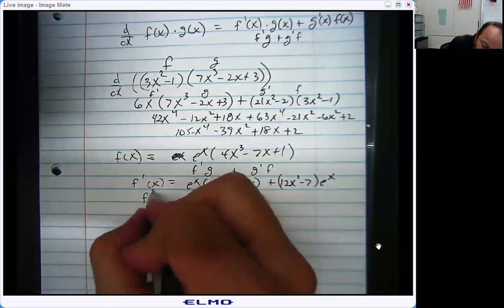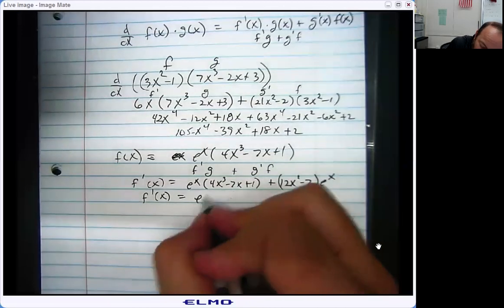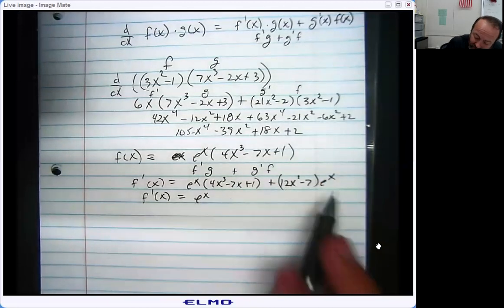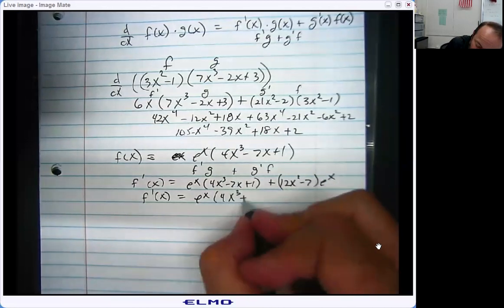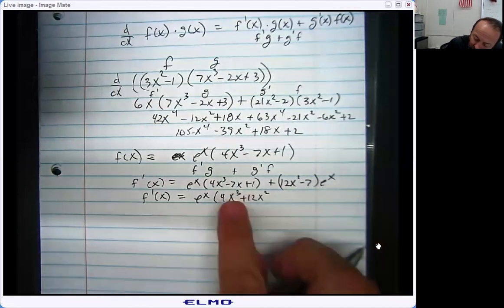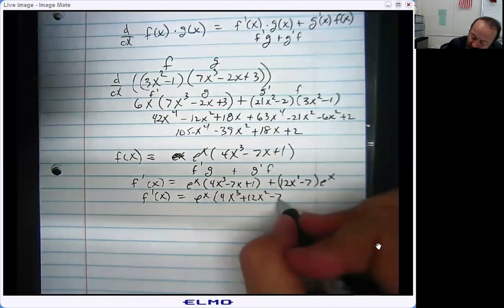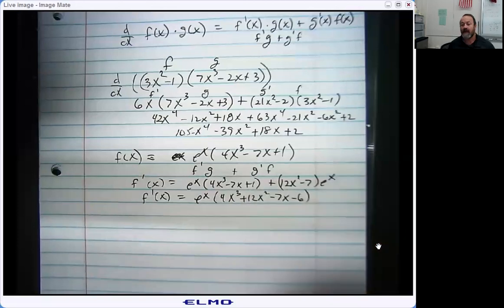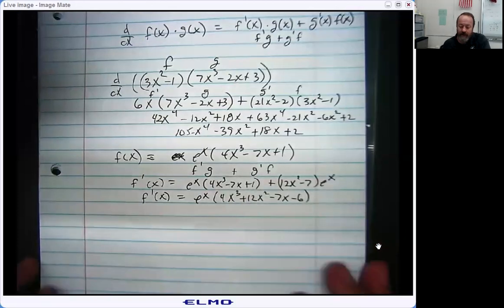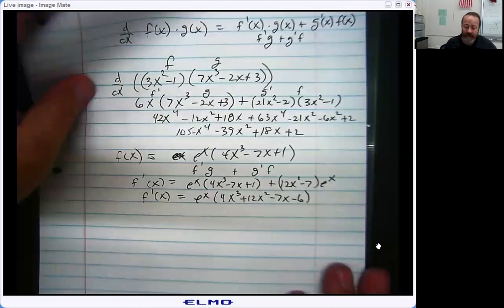And so I could simplify that and say, hey, both of these terms have e to the x in it. So if I factored it out, I would still have a 4x cubed, I'd still have a 12x squared, I'd still have my negative 7x, and I'd have a 1 here and a minus 7 here, so minus 6. And I actually now have done the product rule, and I have those separate.